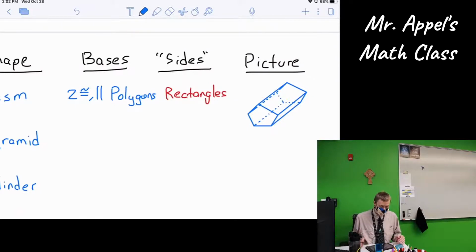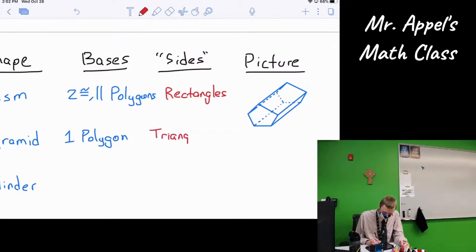Okay, the pyramid then. The definition of a pyramid is to have one polygon base and sides all made out of triangles that meet at the vertex.